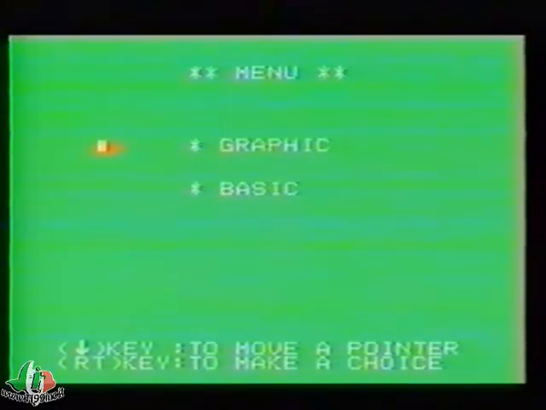It has two modes, graphics mode and basic mode. If you go into basic mode, it's pretty much like normal TI Basic. If you go into graphics mode, that's kind of unique. Basically a very, very simplistic picture editor. You can draw pictures on it.